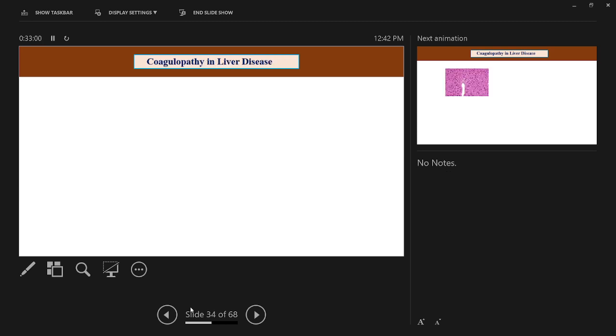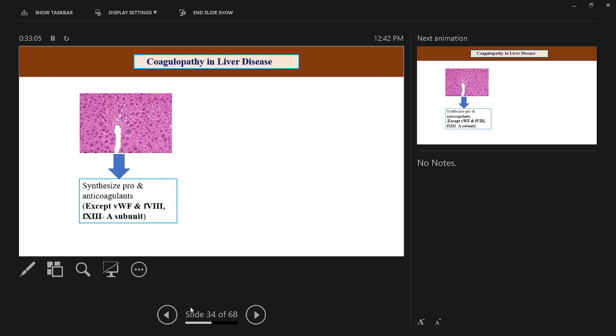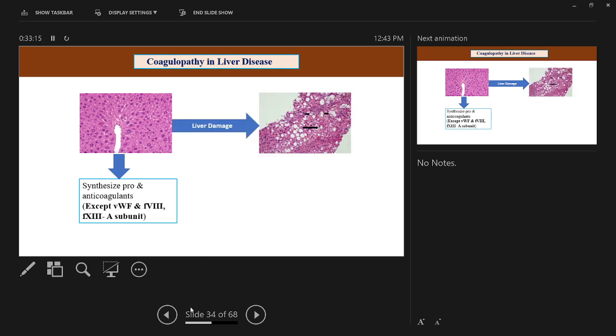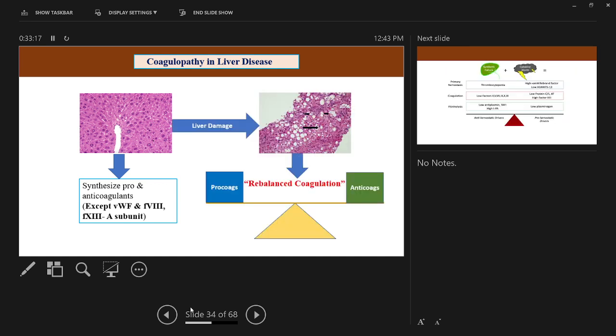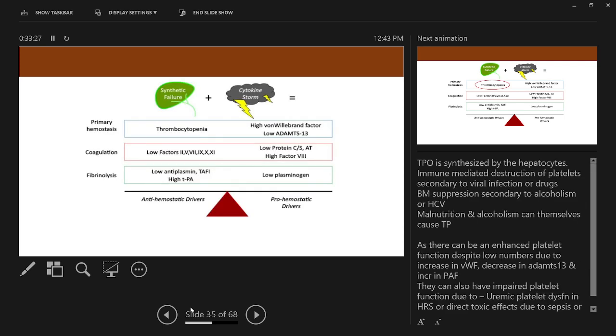So the next most important disease that we will be discussing is coagulopathy in liver disease. Normally, the liver synthesizes both pro- and anticoagulants, except von Willebrand factor, factor 8, and factor 13A subunit. Now, once there is liver damage, there is a decrease in both procoagulants and anticoagulants, leading to a state called rebalanced coagulation.